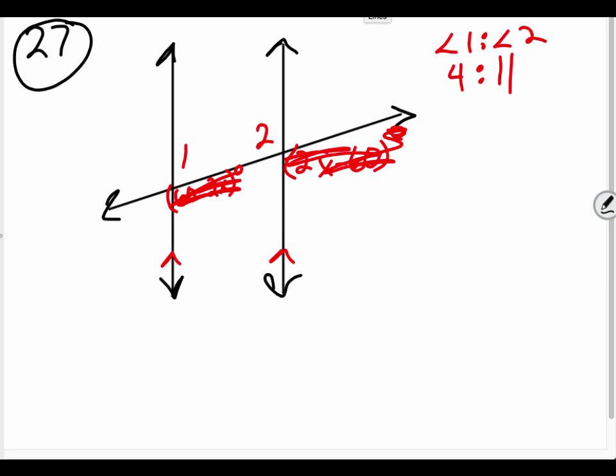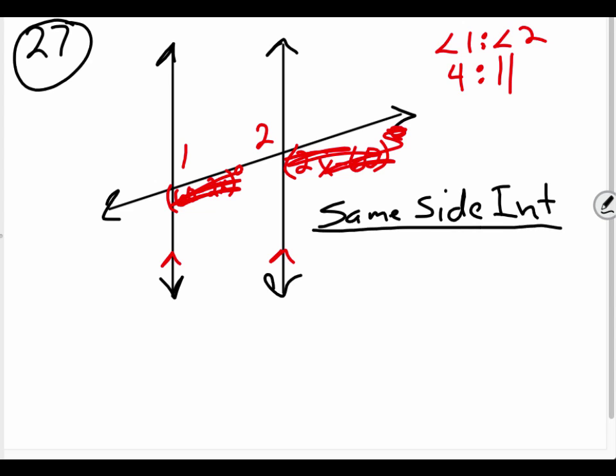What do we call those? Same side interior. So because they are same side interior, what property do the same side interiors have? Supplementary, which means they add up to 180. So angle 1 plus angle 2 equals 180.